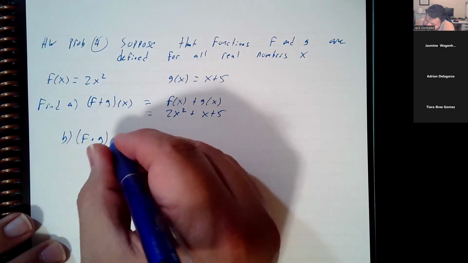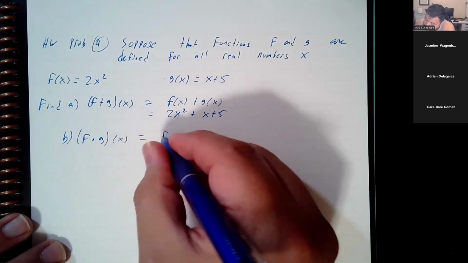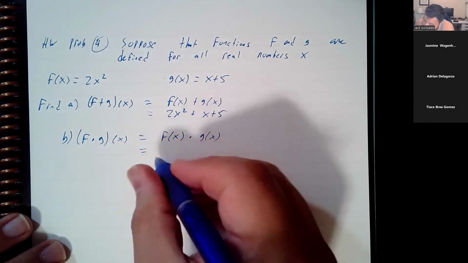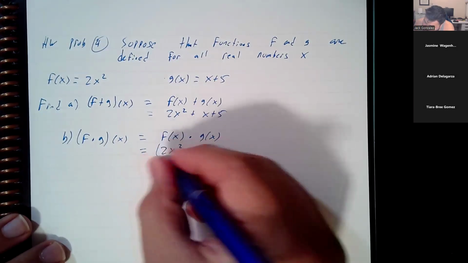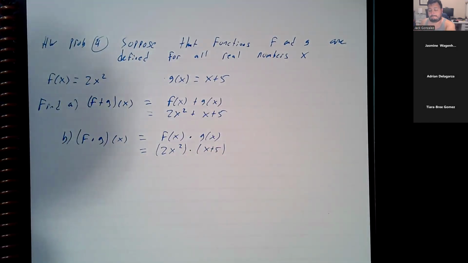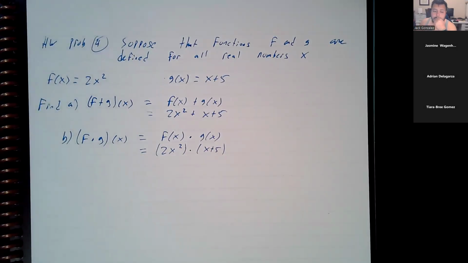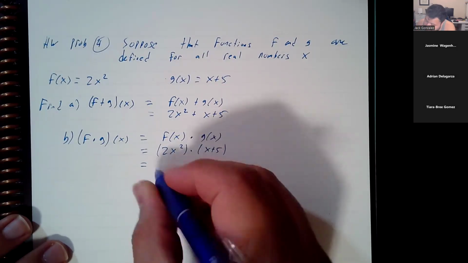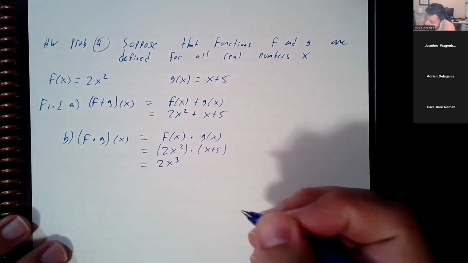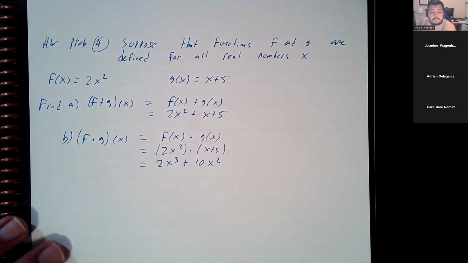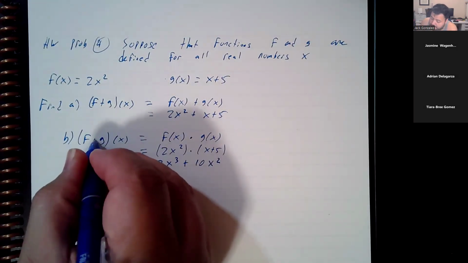If they have times, that's the same as saying f times g. So that'll be 2x squared times x plus 5. So here we have to distribute a little bit. 2x squared times x is 2x cubed. 2x squared times 5, that'll be plus 10x squared. Any questions on the times?